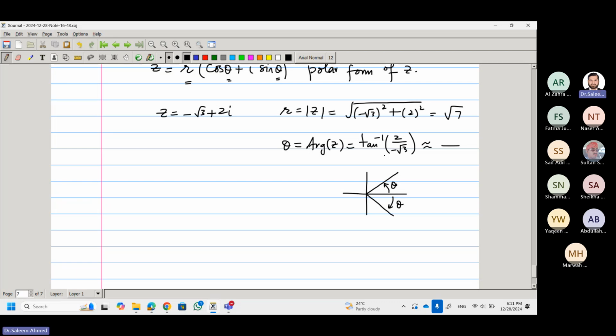If I write tangent inverse of 2 by minus square root of 3, I'm writing this in the calculator: minus 2 divided by square root of 3. So this gives me almost 50. The angle is almost minus 49.10.